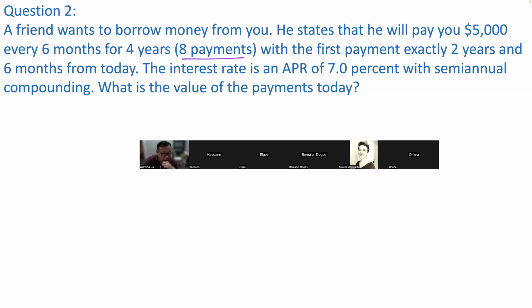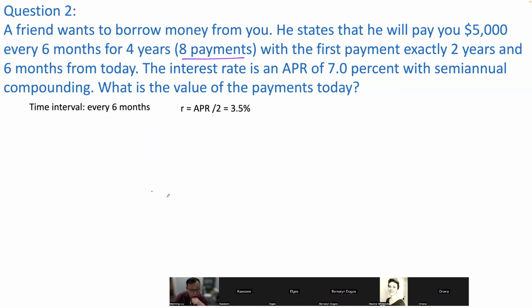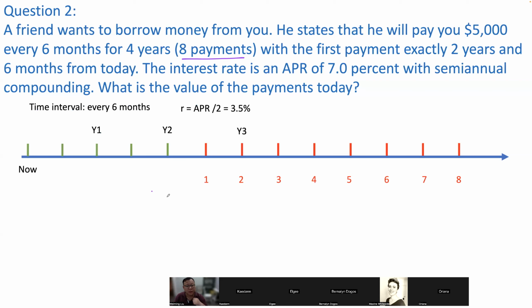Okay, so now let's take a look. This is my picture. Each time interval is 6 months. Because it's semi-annual compounding, the interest rate for the semi-annual compounding will use the annual percentage rate divided by 2. So that's 3.5%.